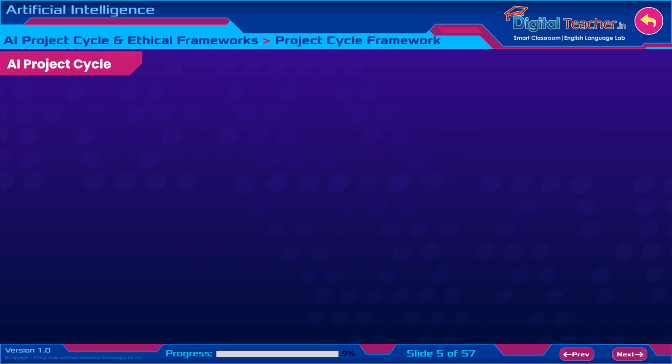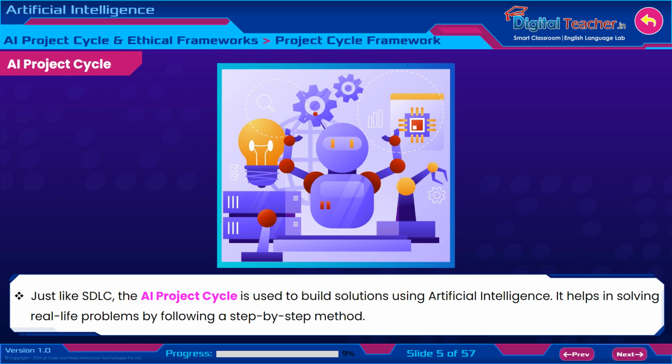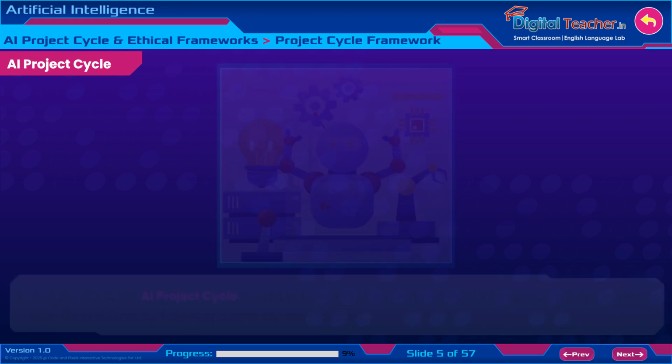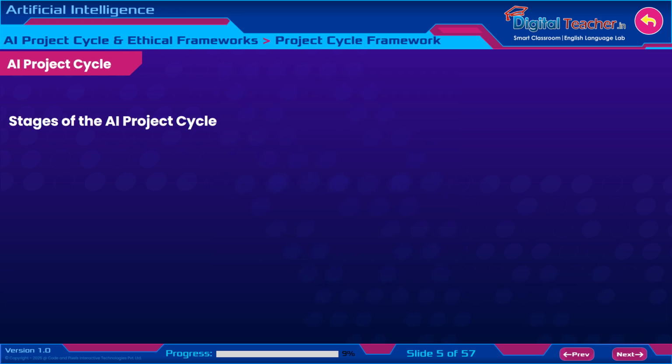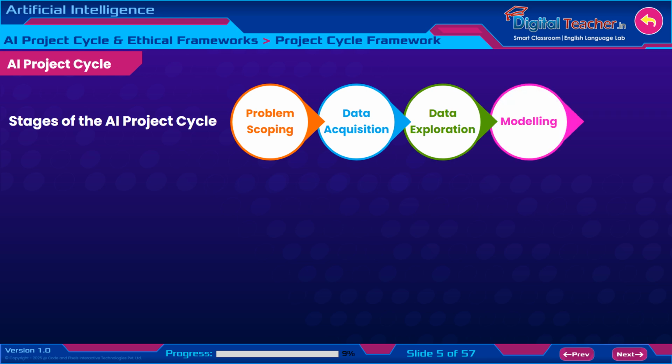AI project cycle. Just like SDLC, the AI project cycle is used to build solutions using artificial intelligence. It helps in solving real-life problems by following a step-by-step method. Here are the main stages of the AI project cycle. Problem scoping. Data acquisition. Data exploration. Modeling. Evaluation.